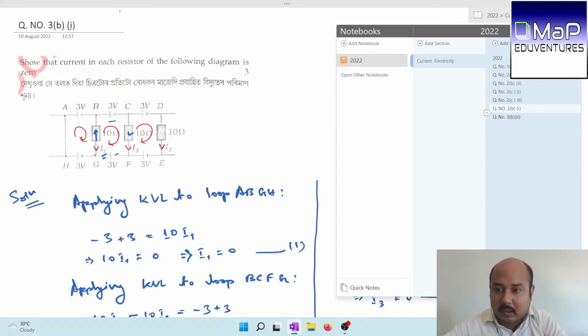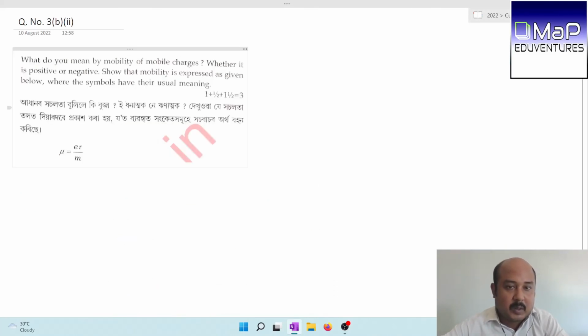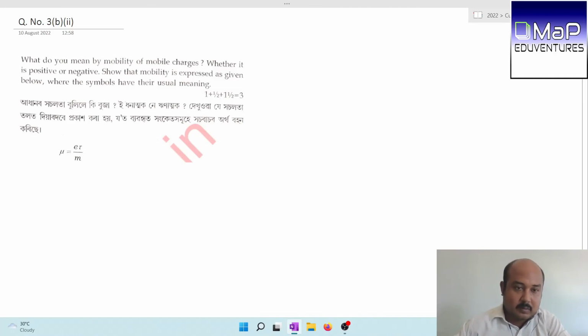Next I move to the last electricity question in this paper: what do you mean by mobility of mobile charges? Mobile charges means free charges which can move, whether positive or negative, and that mobility is expressed as given below, where the symbols have their usual meaning. Depending on the marks, this has 1.5 marks, so we write it accordingly. The first part is the definition, so let me write the definition.